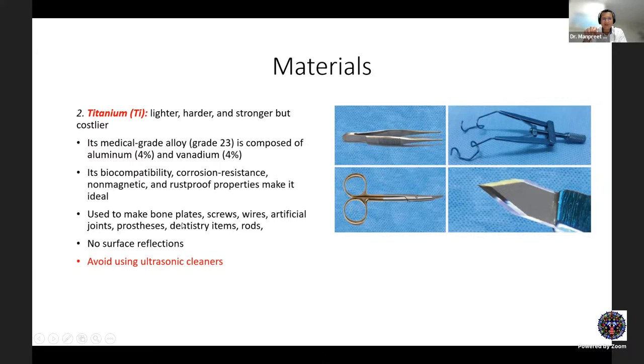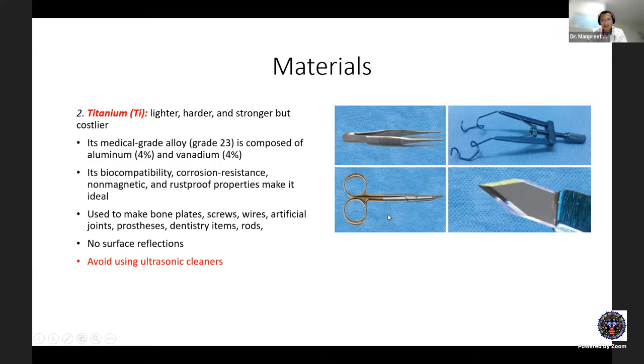This titanium should not be used in ultrasonic cleaners, because it is a medical grade alloy and because of the ionizing capacity of that ultrasonic cleaner. So don't use titanium instruments in that. Steel instruments you can use. Any guesses for the third one?